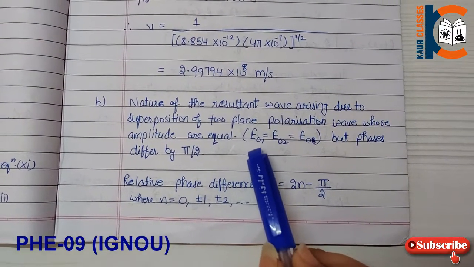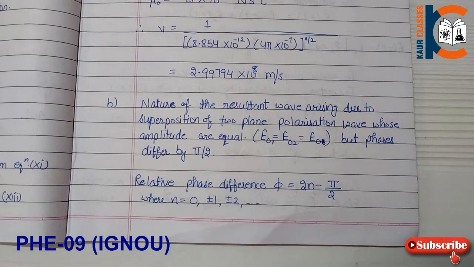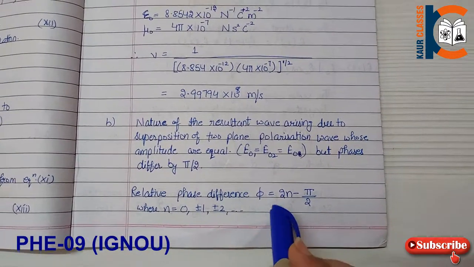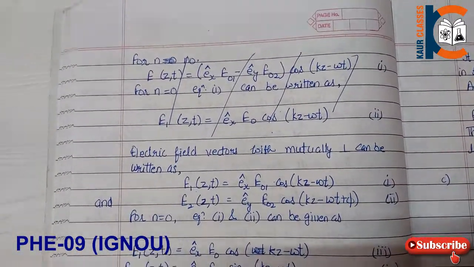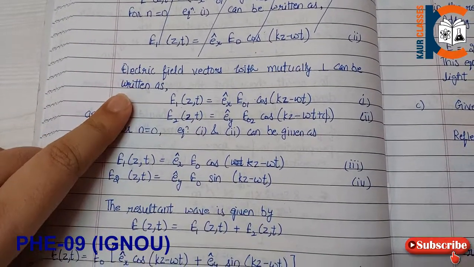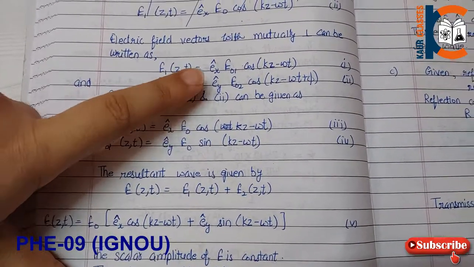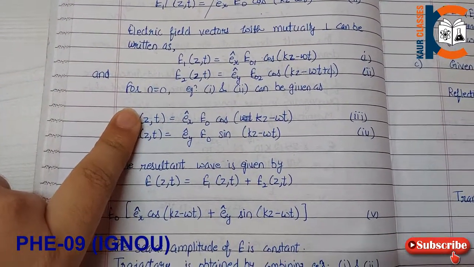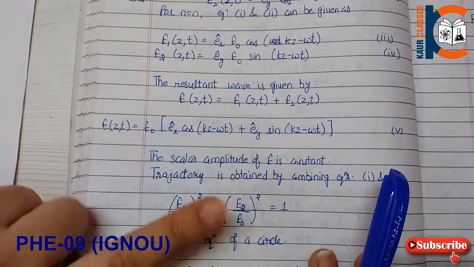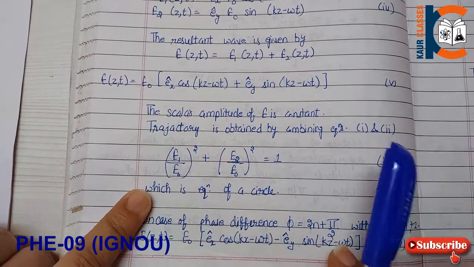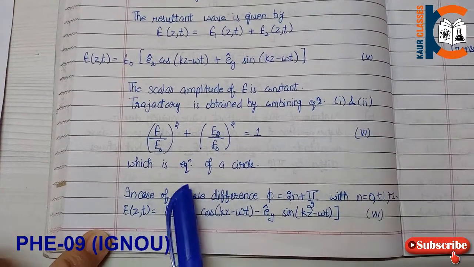We have E01, E02 and E0 equal, but the phases differ by 90 degrees. So the phase difference is equal to 2n minus pi by 2, where n equals 0, plus minus 1, 2 and so on. The electric field vectors are mutually perpendicular, so we can have two relations E1 and E2 along the x-axis and y-axis. For n equals 0, equations number 1 and 2 can be written like this, and the resultant wave equals E1 plus E2. We have equation number 5. The scalar amplitude can be obtained by combining equations 1 and 2. We have equation number 6, which is the equation of a circle.